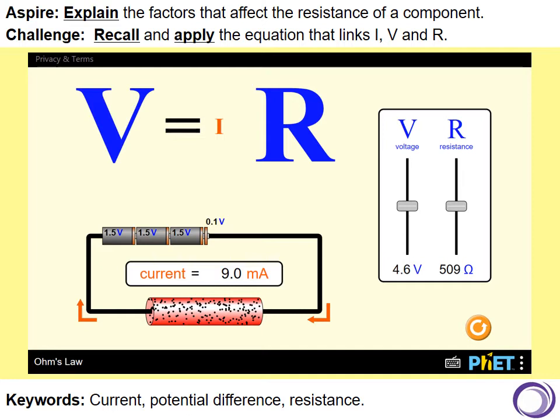If I reduce the resistance, you'll notice that there's a large current that's allowed to flow around the circuit. As I increase the resistance, you'll notice that the current gets smaller and smaller. However, the voltage stays the same. So you may need to use the terms proportional or inversely proportional in order to describe that relationship. Can you make notes in your book as to the relationship between V, I and R?